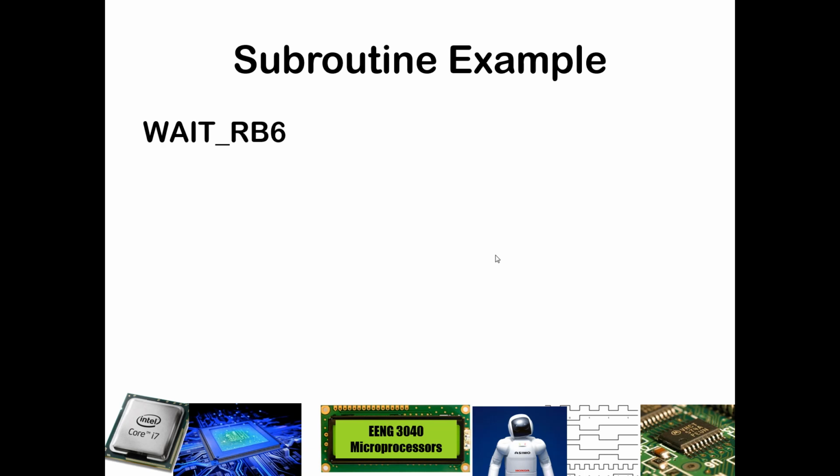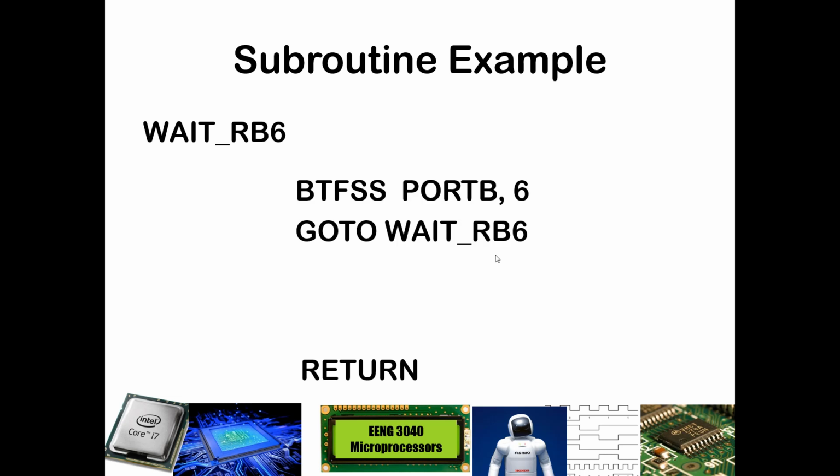Here, we're just going to call this wait RB6. That's going to be the name of our subroutine. In order to execute this, we'll just say call wait RB6. And of course at the end, we need a return statement. That's what's going to get us back. So let's look at what we might put inside of this subroutine. We could say bit test F, skip if set, port B, bit 6. And then we can add a go-to statement to go to wait RB6.